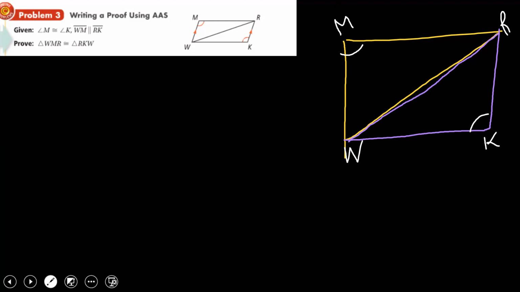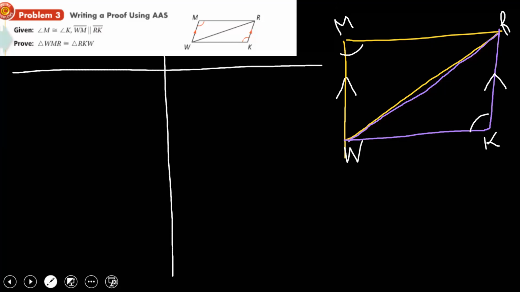He told me here that angle M is congruent with angle K, and WM is parallel with RK. They are parallel. Because of that, I want you to write it as a statements and reasons. Oh, sorry, there are two columns, statements and reasons, it's not column.